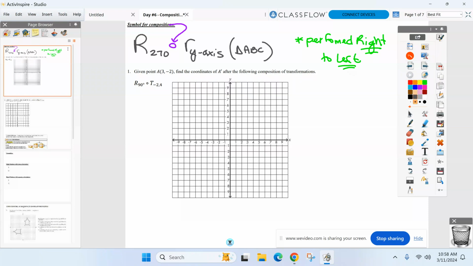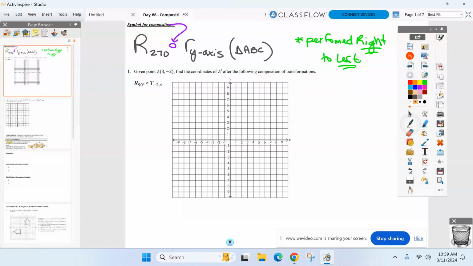So again, here's how we would do this. We take triangle ABC, put it on graph paper, right? Graph it A, B, and C. Then I would reflect it over the y-axis. Wherever that triangle ends up, rotate it 270, and that's my final triangle. So that's how compositions work. You take your beginning figure, and we work right to left. All right, right to left.